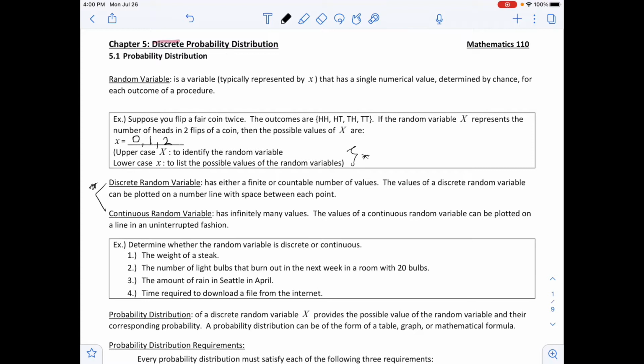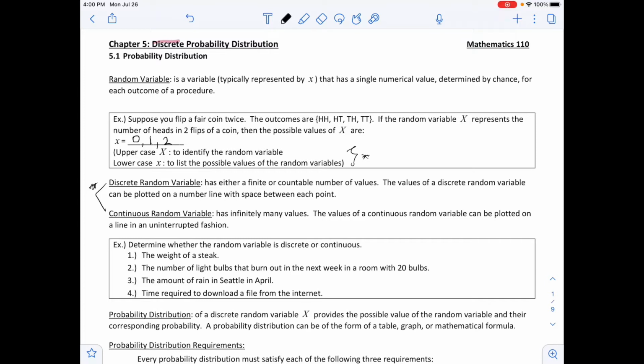Next, we have a few vocab words that we need to know. First one is discrete random variable, which has either a finite or countable number of values. The values of a discrete random variable can be plotted on a number line with spaces between each point. And we also have a continuous random variable, which has infinitely many values. The values of a continuous random variable can be plotted on a line in an uninterrupted fashion. So again, remember, Chapter 5 is discrete probability distributions, and Chapter 6, our next chapter, is going to be continuous probability distributions.